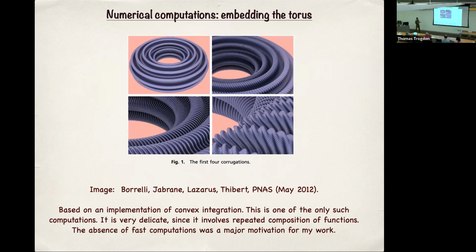Okay, so we know that these are very interesting objects, but the first real good computation of this is from this paper in 2012, and you see that the isometric embedding of the torus has this kind of structure on many different scales. It turns out that this computation is really based on this convex integration idea, which goes back to Nash. Great proof, impossible to make an algorithm of it.